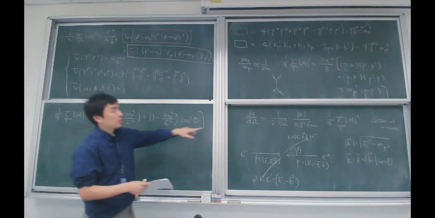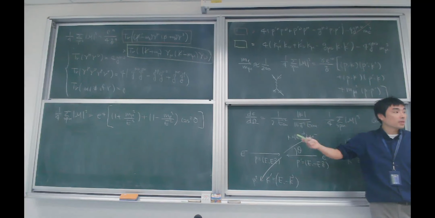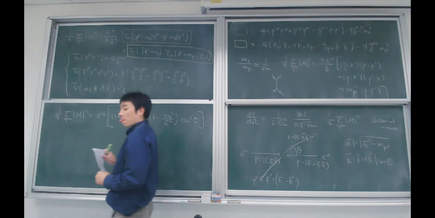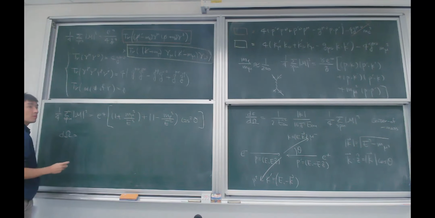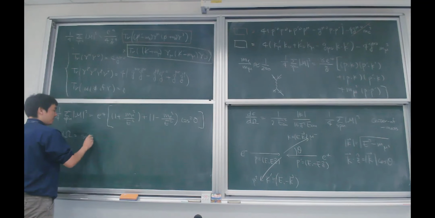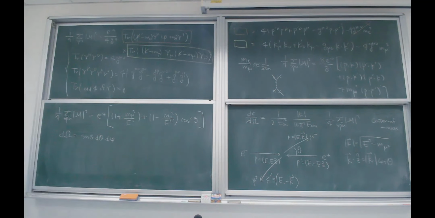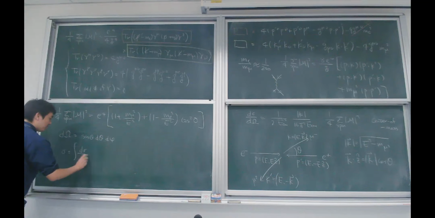If you plug this one into here, what you get is the differential cross section, d sigma d omega, for that process. Okay, and then you can integrate over d omega. d omega is equal to what was that? Sine theta d theta d phi. I think this is the case. You can just integrate over this one. Sigma is equal to the integral of d sigma d omega.